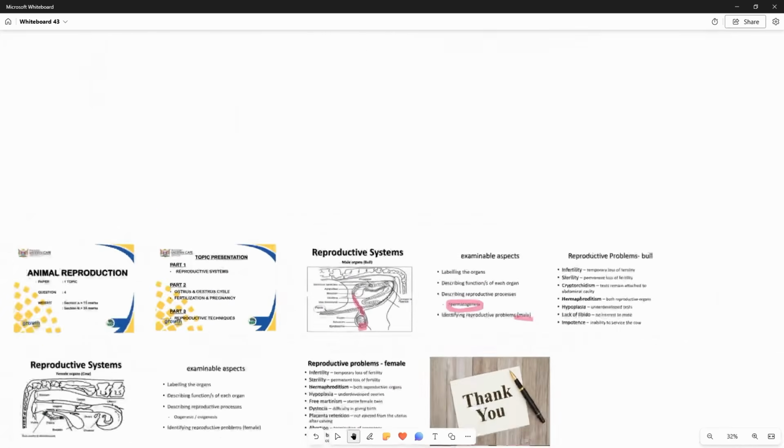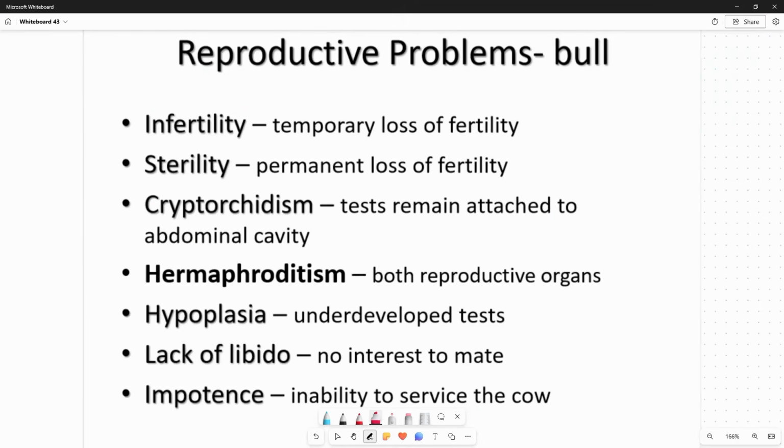So let's move on quickly to those reproductive problems affecting the male animal. One of them is infertility. The bull has temporarily lost its fertility, maybe due to drought. Then the other problem is called cryptorchidism. It's a condition whereby one of the testes or both of them don't descend into the scrotum bag. Instead, they remain attached in the abdominal cavity of the animal. So the animal, again, will have problems in terms of reproducing.